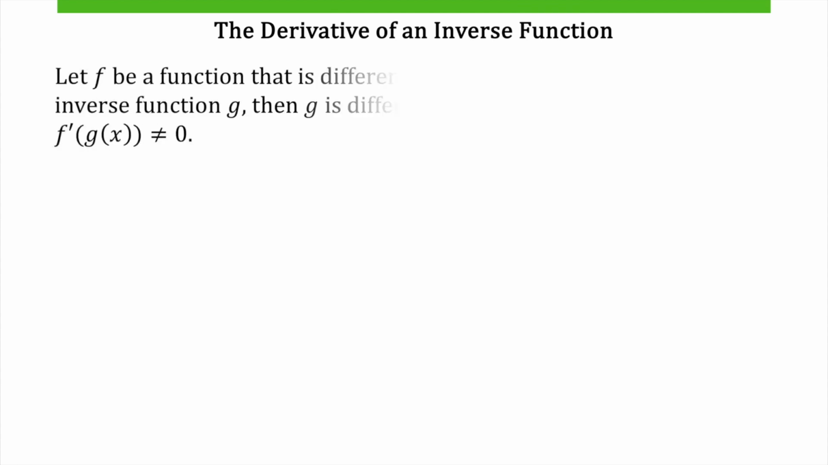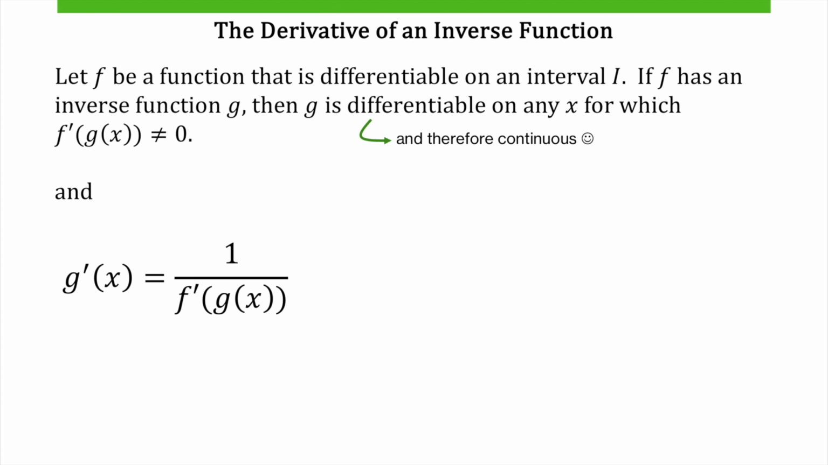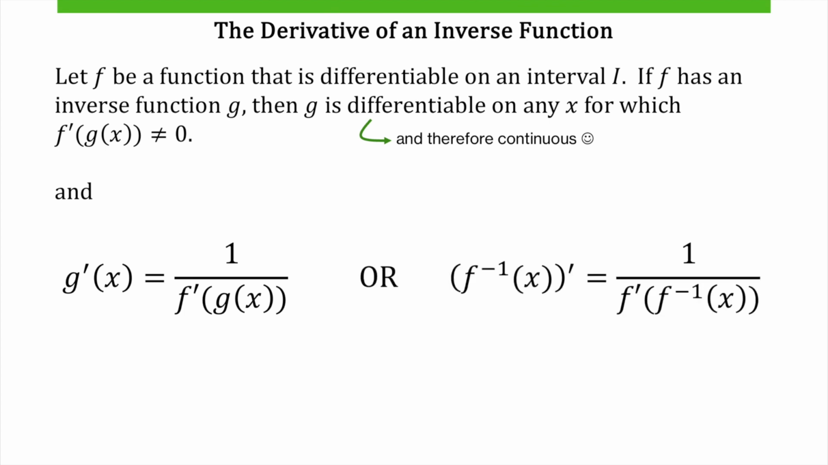The derivative of an inverse function. Let f be a function that's differentiable on an interval I. If f has an inverse function g, then g is differentiable and therefore continuous on any x for which f prime of g of x does not equal 0, and g prime of x equals 1 over f prime of g of x. Or you could think of it like this: f inverse prime equals 1 over f prime of f inverse.